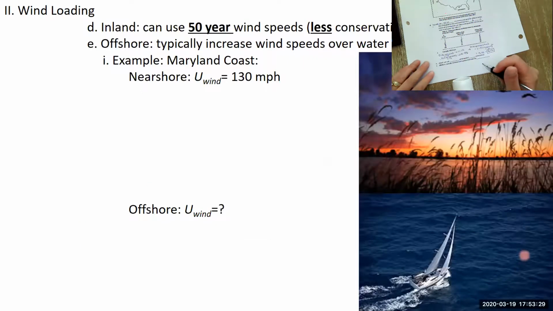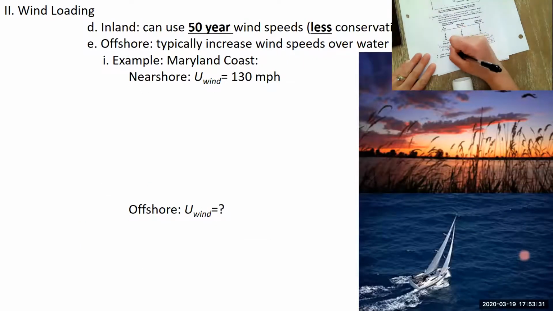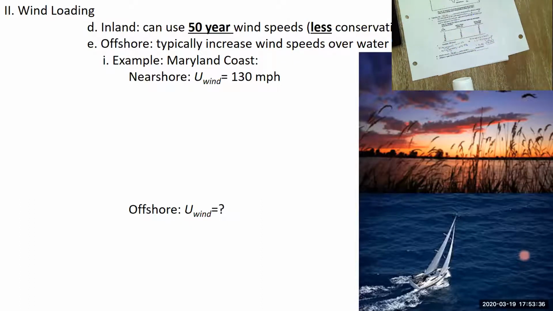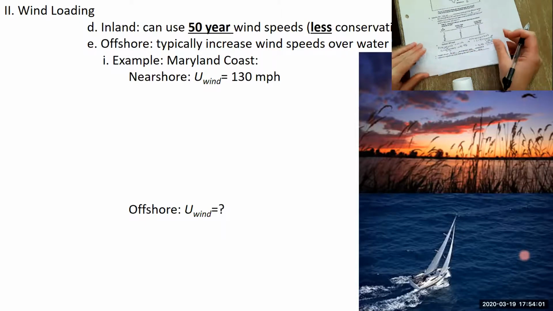If I move inland, I can be a little bit less conservative, so I can use the 50-year wind speed, depending on the location you are. The reason you can be less conservative a lot of times is because you have all of this surface roughness due to vegetation, buildings, other things that tend to break up and slow down the wind. In contrast, if you move offshore, you typically have to increase your wind speeds, and in general, you do it by about 10%. And that's because you don't have these same elements that can cause the wind to slow down, that can act as barriers to the wind.